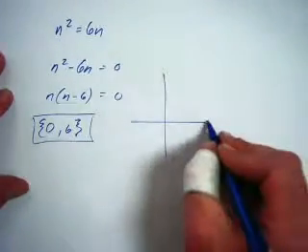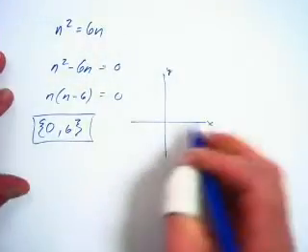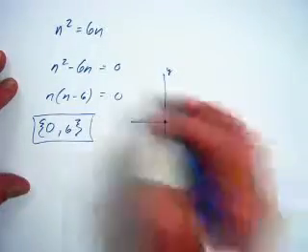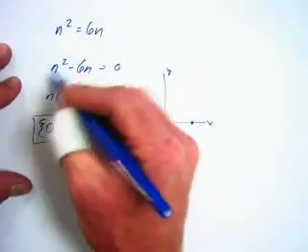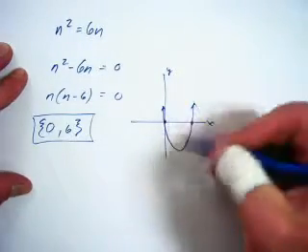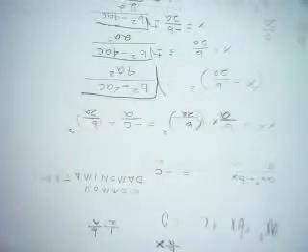And again, that means that if you graph this thing, it would cross through the x-axis at 0 and 6. We also know because a is positive that it's going to be going up. We don't know where the vertex is, but we have a rough idea of what the graph looks like.